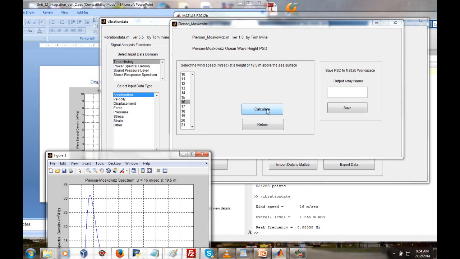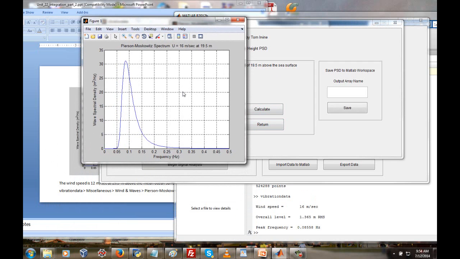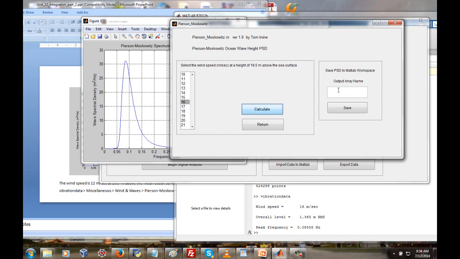So we calculate, and then we get our Pearson-Moskowitz wave height power spectral density function. Again, meters squared per hertz versus frequency in hertz. And then I've duly noted the wind velocity. And then if we wanted to, we could output that PSD to the Matlab workspace.